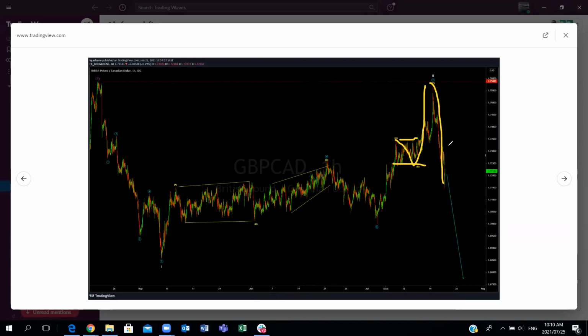Where are we now currently with pound CAD? We are currently making a pullback here. It is not going to go down in a straight line. We're going to expect a bit of a pullback here, a corrective structure coming to the downside.